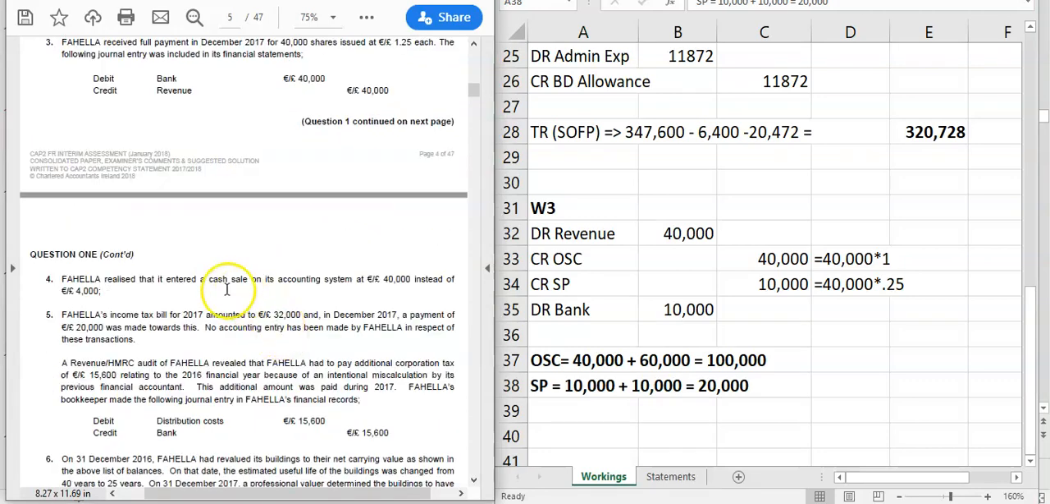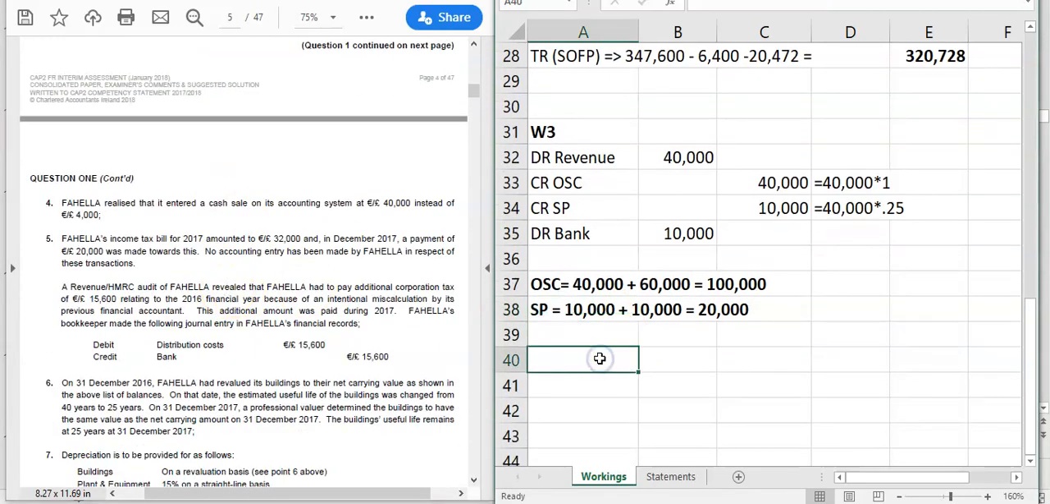Working 4 then, a cash sale has been entered on the system at 40,000 instead of 4,000. So they've made an error here. They've over-recorded cash sales by 36,000, the difference. Right? So it's an entry error.